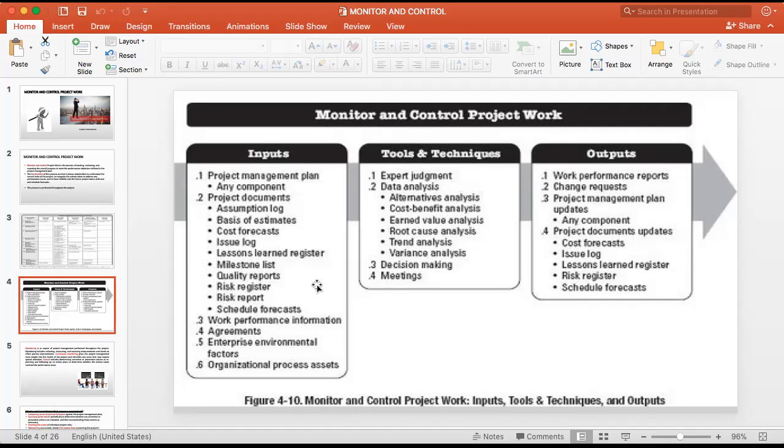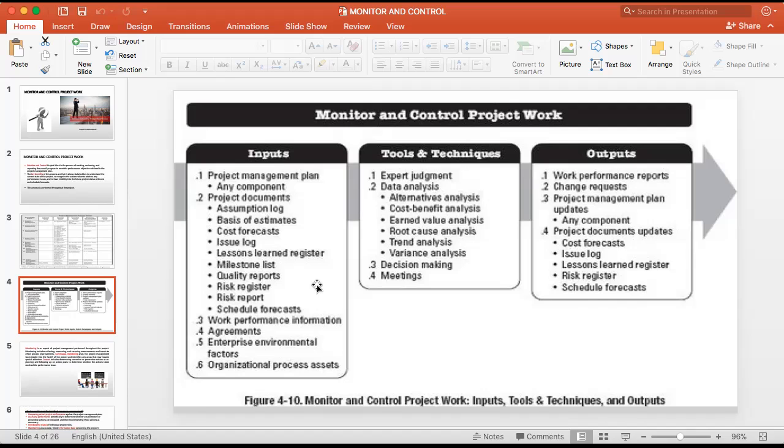When you are monitoring and controlling the project, you need to consider your issues. What are the issues? What are the risks? What quality do you have to achieve, and what have you achieved? Your milestones are the important events in your project. So all these things should be considered as inputs, because you should carry out your analysis whether you have achieved all these things or not.